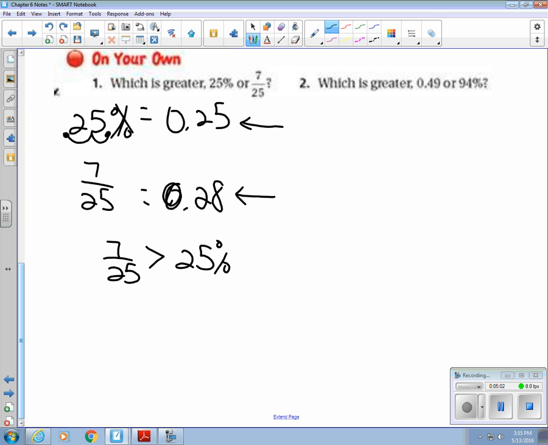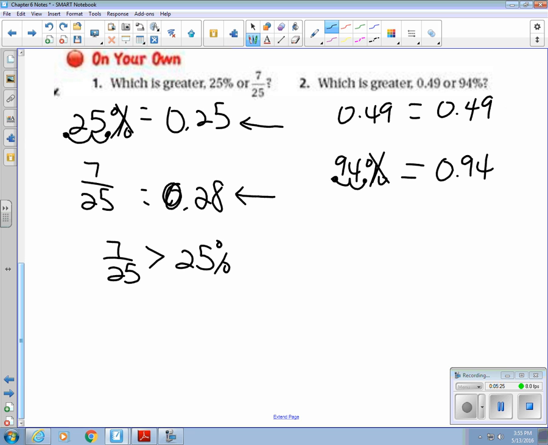Number 2, which is greater, 0.49 or 94%. So I'll start by writing them down. 0.49 is already a decimal, so I will write it as 0.49. 94% can be changed. I will get rid of the percent, add a decimal, move it 2 places to the left, and I end up with 0.94.